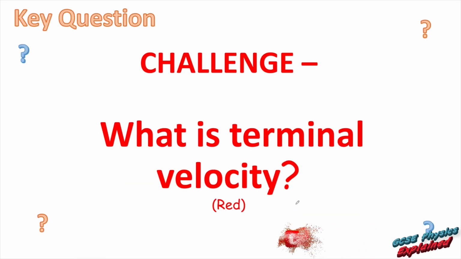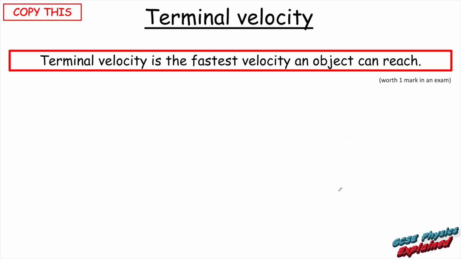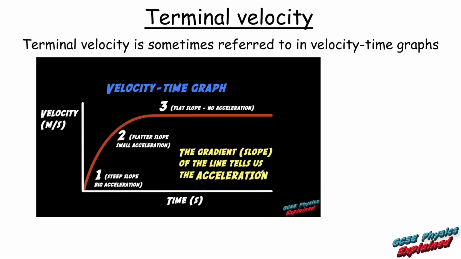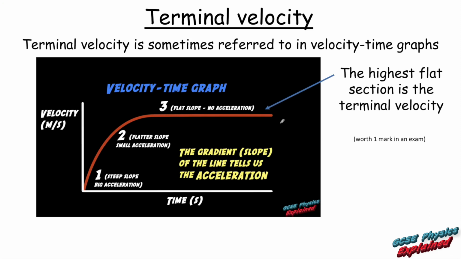Right, a little challenge. What is terminal velocity? Well, for 1 mark in an exam, terminal velocity is the fastest velocity an object can reach. A moving object reaches its terminal velocity when the drag force backwards equals the forward force. And that's worth 1 mark in an exam. If they ask you to identify the terminal velocity on a velocity time graph, well, it's the highest flat section.